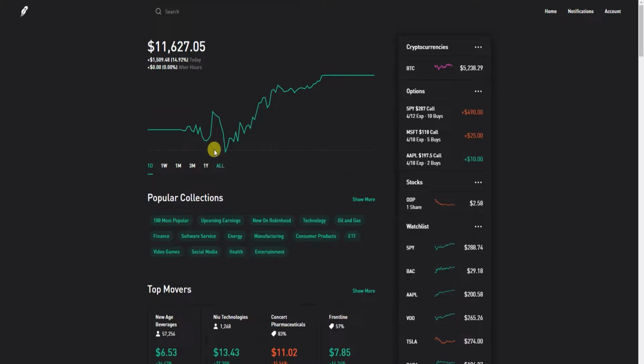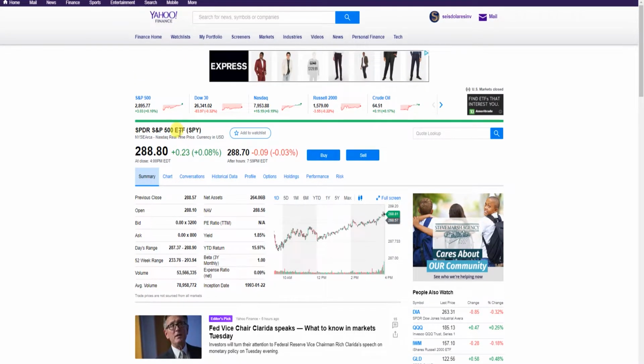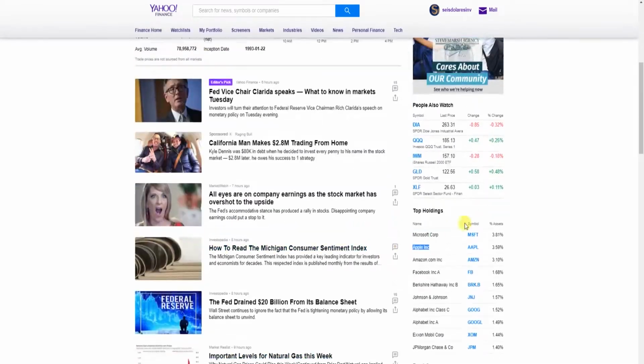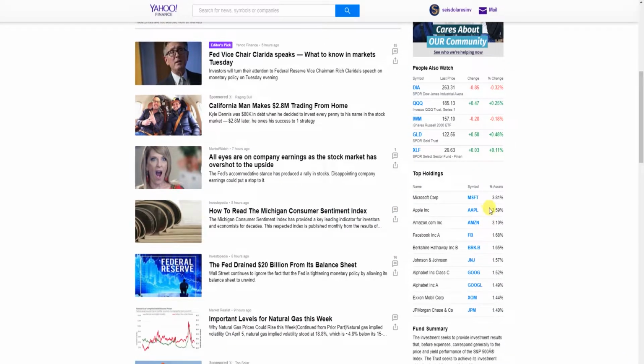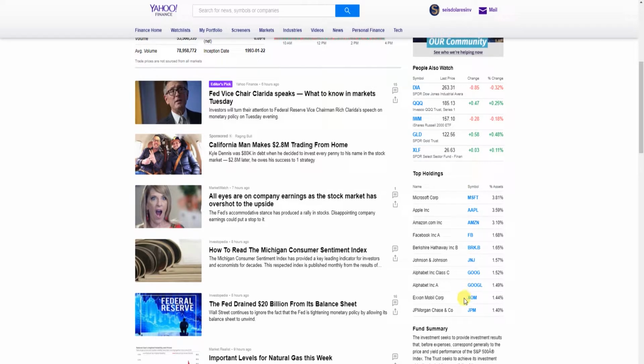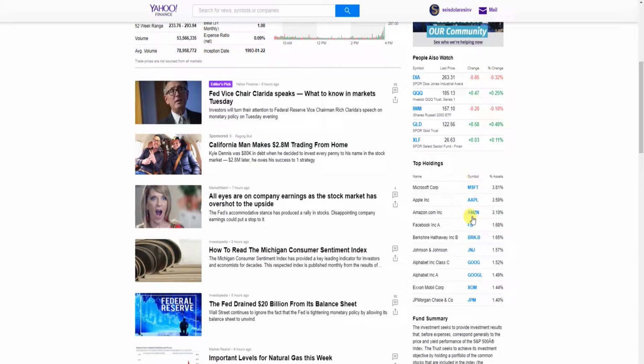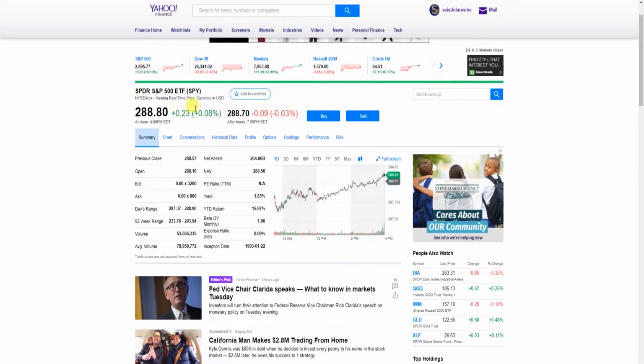So first let's talk about the SPY. It's an ETF that tracks these stocks right here. It tracks Microsoft, Apple, Amazon, Facebook, Berkshire from Warren Buffett, Johnson & Johnson, Google, ExxonMobil, and Chase. So if these stocks are red for the day, there's a high chance SPY is red for the day. If it's green for the day, there's a really high chance SPY is green for the day.